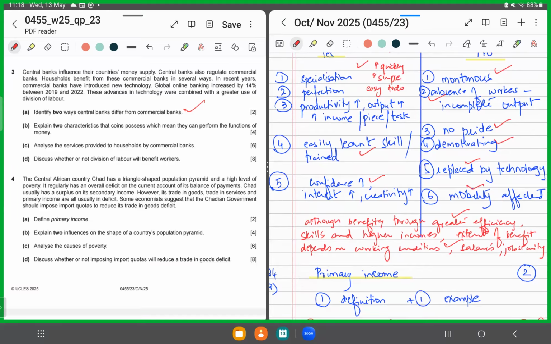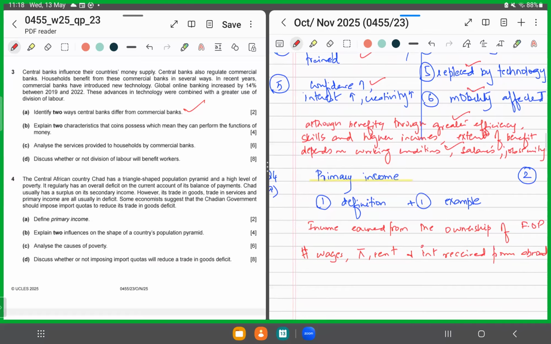All right, moving forward, question number 4. Question number 4 says the Central African country Chad has a triangle-shaped population pyramid and a high level of poverty. It regularly has an overall deficit in the current account of the BOP.